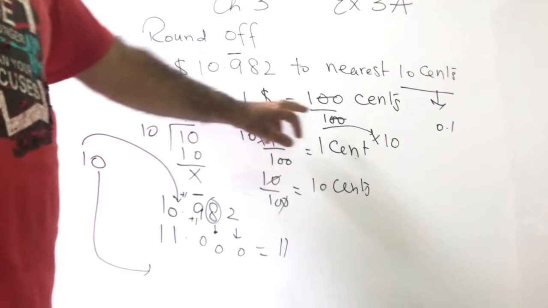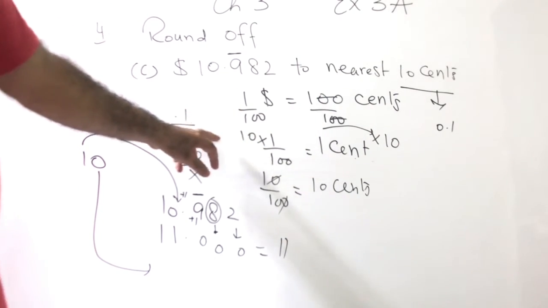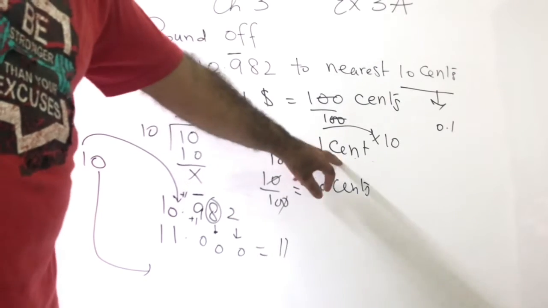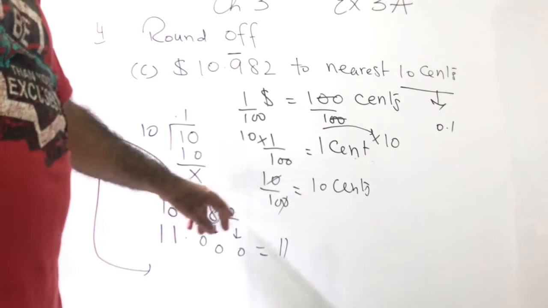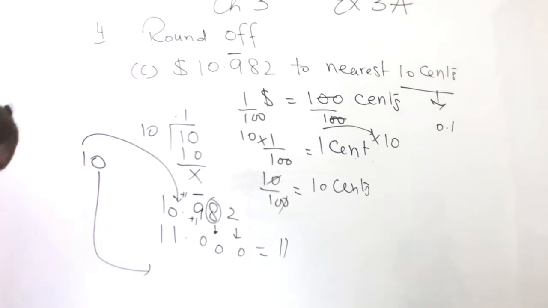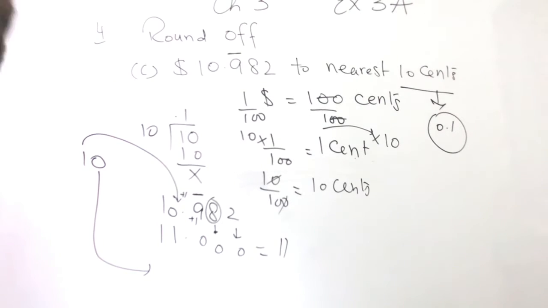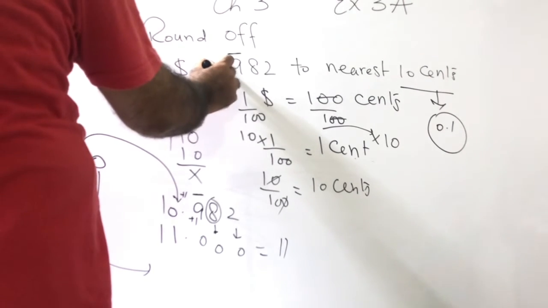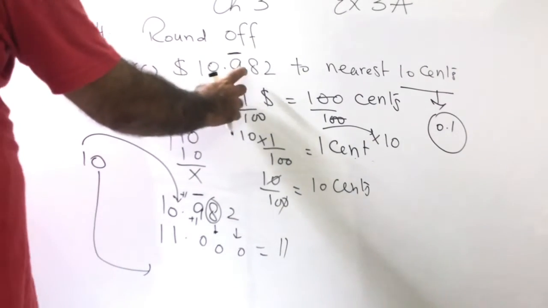Then we divided both the sides by 100. So 1 cent is equal to 1 over 100. Then we multiplied both the sides by 10. So 10 cents is equal to 10 over 100. 0 goes with this. Okay, simplify. 1 over 10 is 0.1. So it means to say we need to go one digit after the decimal point. So one digit on the right side of the decimal point is this 9. So we need to round it off to this place.